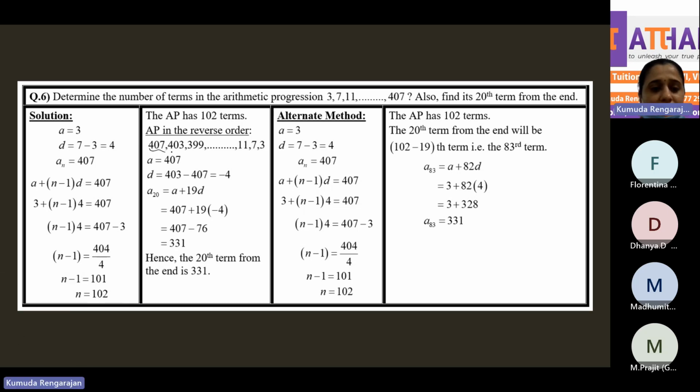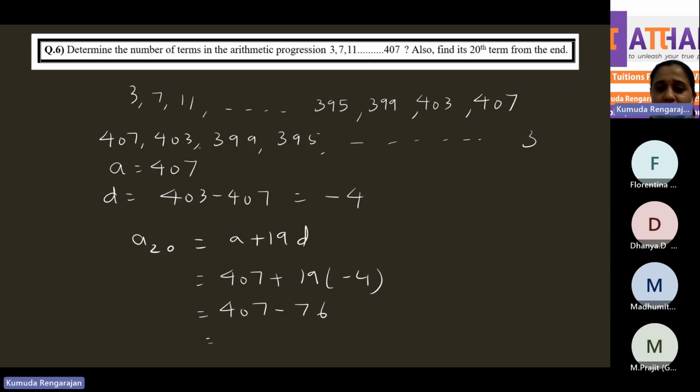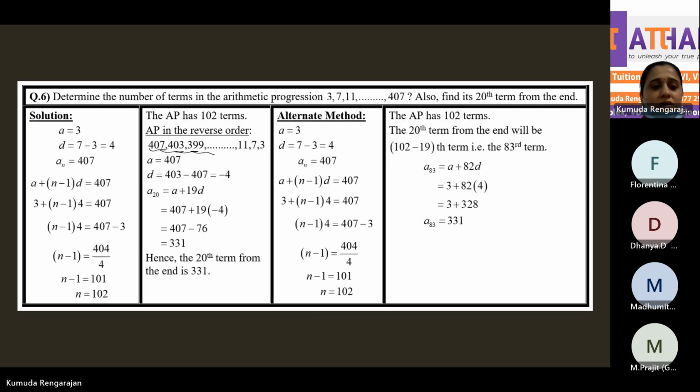See, I've reversed the AP. You'll be wondering how I got these terms, so that's why I showed you this. Now reverse the AP: 407, 403, 399. You can see that here: 11, 7 and 3, correct? I've reversed the AP, so the first term is 407. The common difference is 403 minus 407, which is minus 4. Now A20 you have to find, the 20th term from the beginning now, A plus 19D, so 331. So we have found the 20th term from the end in this way. What is 331 actually for the original AP? It's the 20th term from behind. Is that understood? That's the first method.